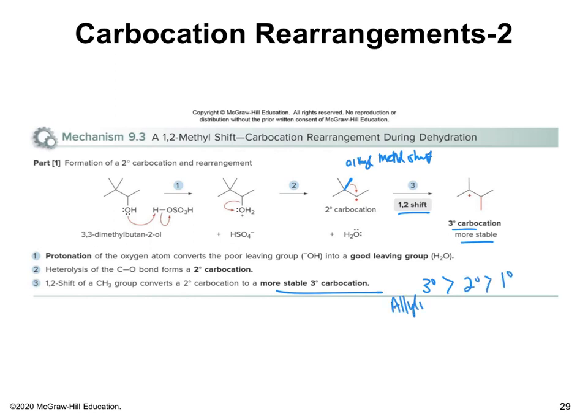Also in here is allylic. So if you remember, that would be allylic, and then benzylic. And the reason why those are more stable is because of resonance. So you can imagine these electrons here can go there, and you get this resonance structure.